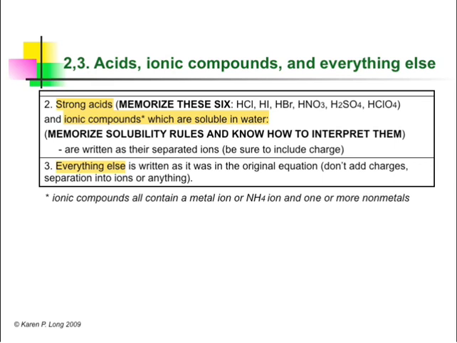Rule 3 says that everything else is written as it was in the original equation. That means that you don't add charges or change anything. Everything else will include things like weak acids, water-insoluble ionic compounds, and things that aren't acids or ionic compounds at all, like solid metals and other elemental substances, or organic or other covalent substances.